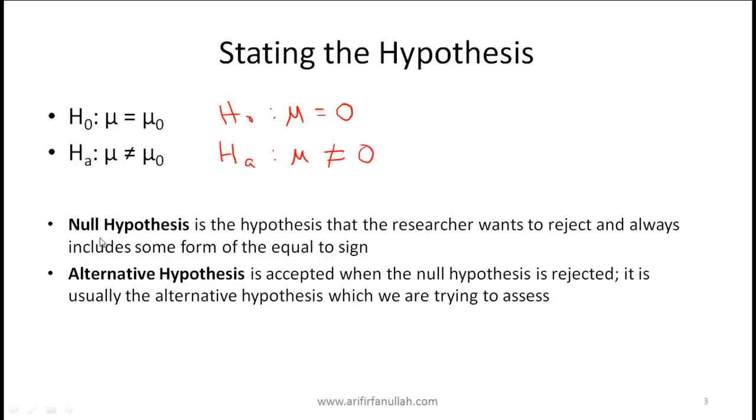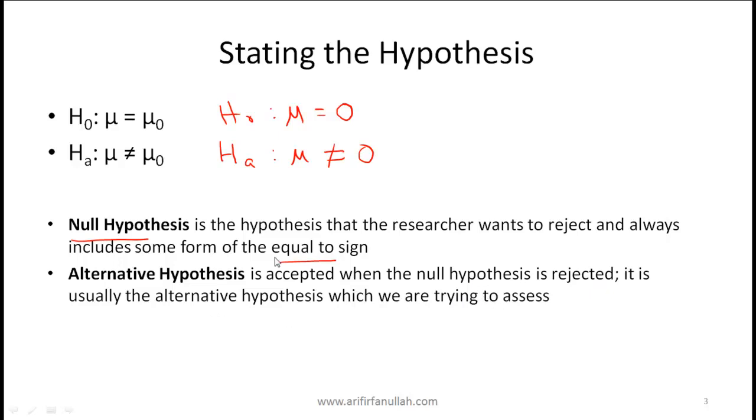And just to emphasize, null hypothesis is the hypothesis that the researcher wants to reject and always includes some form of the equal to sign. Alternate hypothesis is accepted when the null hypothesis is rejected. It is usually the alternate hypothesis which we are trying to assess.